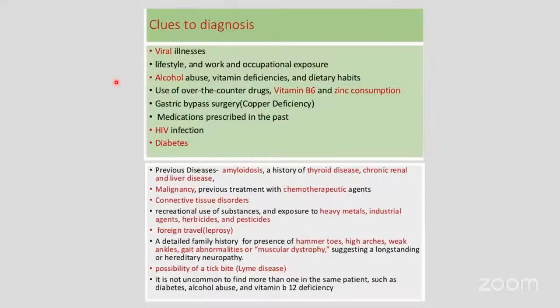There might be certain clues to a clinical diagnosis. Viral illnesses in the case of GBS and CIDP, lifestyle, work, and occupational exposure for toxic neuropathies, alcohol abuse, vitamin deficiencies, dietary habits, use of drugs, history of surgeries, HIV infection, type 2 diabetes, previous diseases, malignancy, connective tissue disorders. All these history should be checked for in a patient with neuropathy.